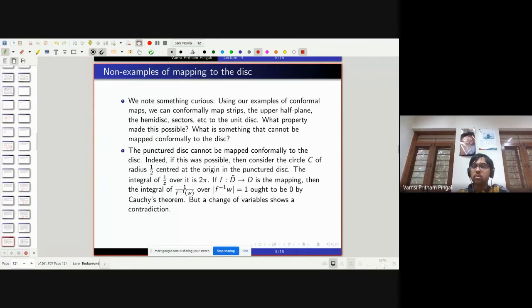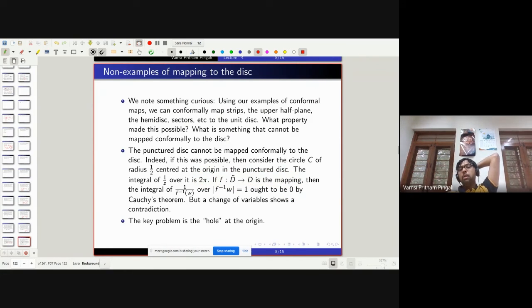Because if you use a change of variables to actually evaluate the integral, you will see that this answer and this answer should be the same, but one of these gives you 2 pi i, the other gives you 0. So that means that the problem is such a mapping does not exist. Okay? So the punctured disk cannot be mapped conformally to the unit disk.